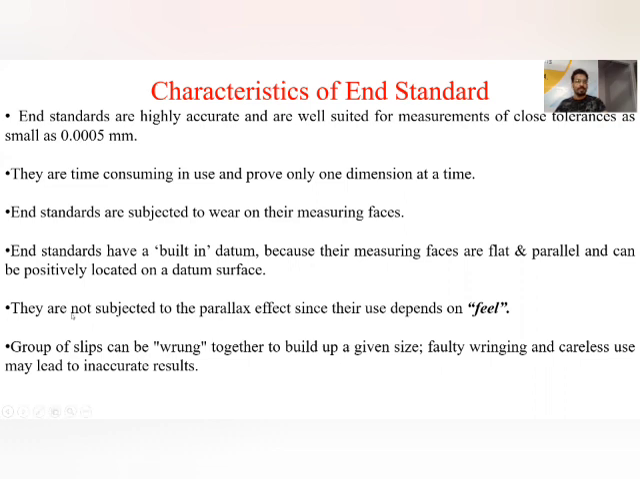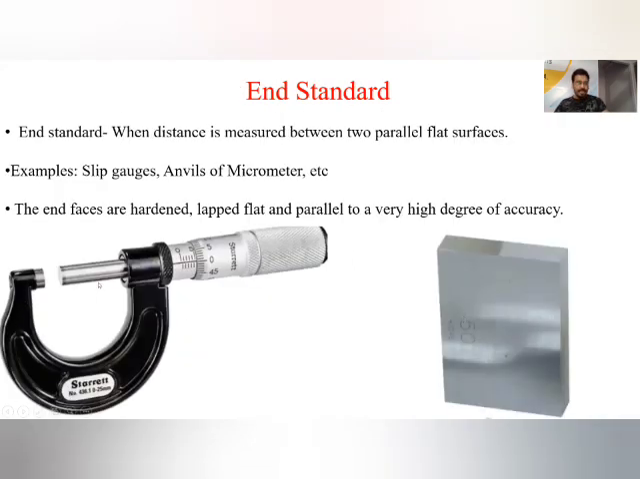Next, they are not subjected to parallax error since they depend on feel. By taking the example of the micrometer anvil, we can see that by putting the object in between these two anvils, according to the feel, we can take the measurement. Now the workpiece is completely fitted in between the anvils of the micrometer, and we can take the measurement easily. So these are not subjected to parallax error. The scale can be subjected to parallax error, as the scale is the line standard. The scale of the micrometer is a line standard, but the anvil of the micrometer is an end standard.